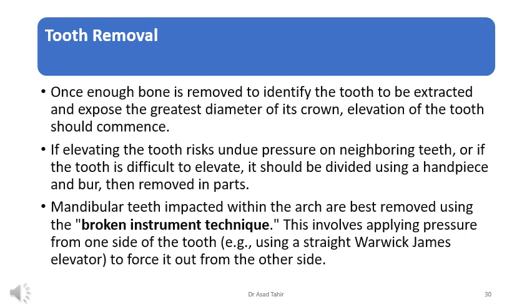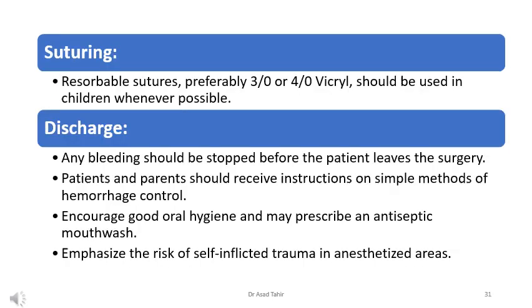If elevating the tooth risks undue pressure on neighboring teeth, or if the tooth is difficult to elevate, it should be divided using a handpiece and burr, then removed in parts. Mandibular teeth impacted within the arch are best removed using the broken instrument technique. This involves applying pressure from one side of the tooth, e.g., using a straight Warwick-James elevator, to force it out from the other side.